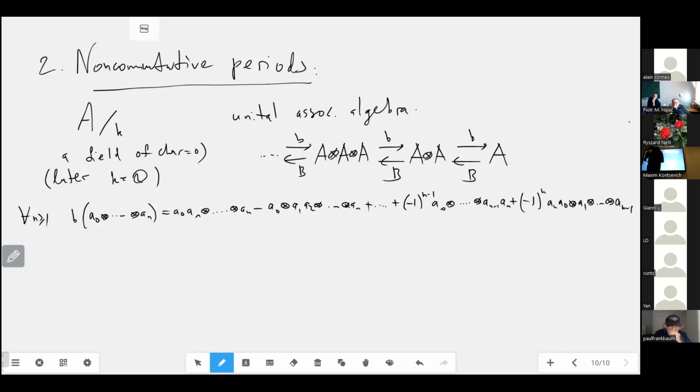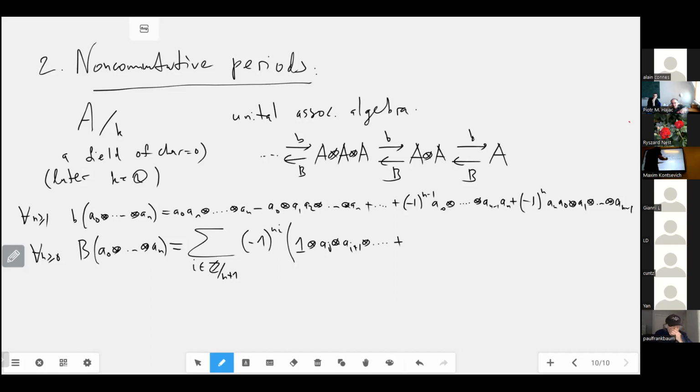Okay. And then capital B is the following one. It's a sum over all cyclic permutations of n plus one elements. So we treat indices modulo n, from minus one to n, and here you get something like this: one, plus a_i, plus one, plus another term.